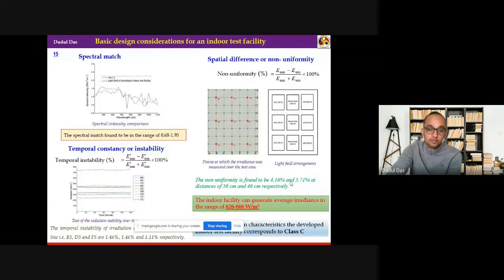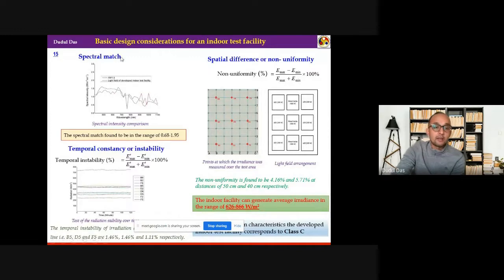distance of 40 centimeter. That means when we take away the collector plane, or when we increase the gap between the light field and the collector plane, then uniformity decreases, or non-uniformity increases, in the other words. But if we increase the gap between light field and the collector plane, the level of irradiance also decreases. So we have to take care, we have to get an optimum level where we get both a good radiation level as well as an acceptable range of non-uniformity.